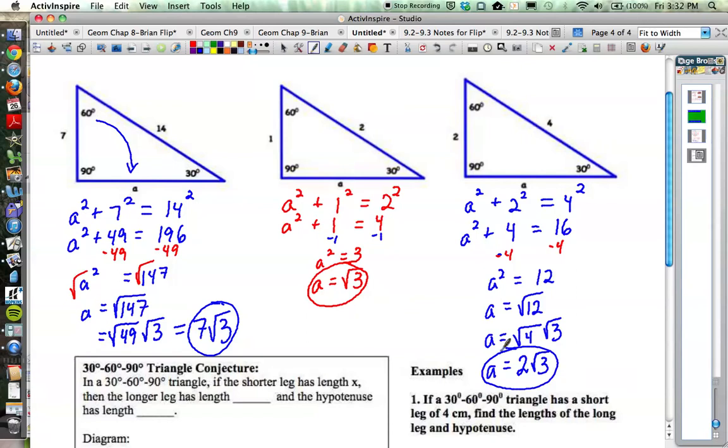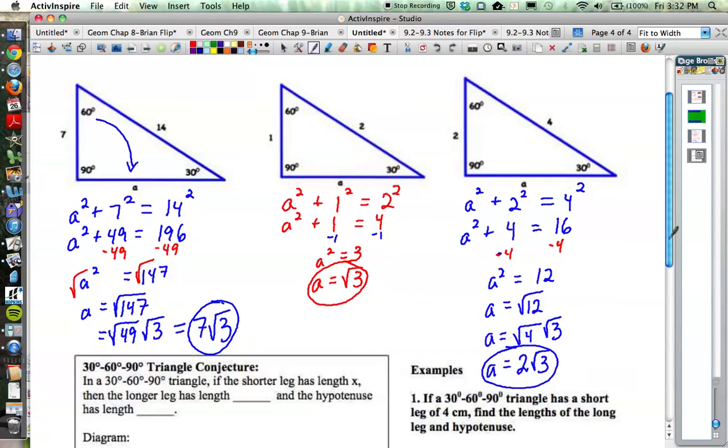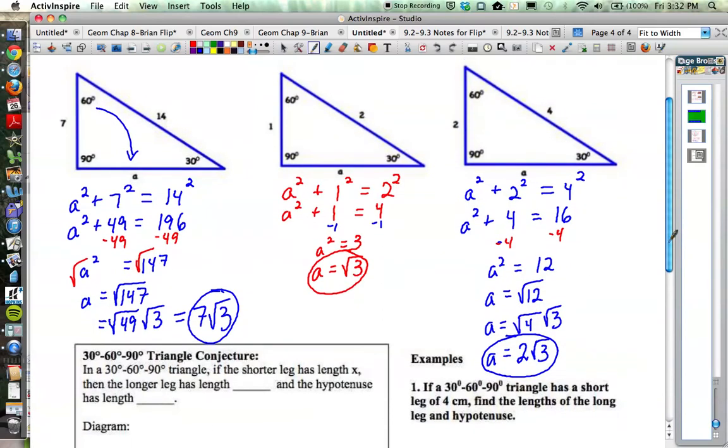Do you see the pattern here? How is that longer leg related to the shorter leg? Well, the shorter leg back here was 7. And what's our longer leg? 7 square root 3. What's our shorter leg here? 1. What's the longer leg? Square root of 3, that's really 1 times the square root of 3. What's the shorter leg here? It's 2. What's the longer leg? 2 times the square root of 3. That square root of 3 pops up in each one of these, and the length of the shorter leg is always what's in front of the square root of 3.